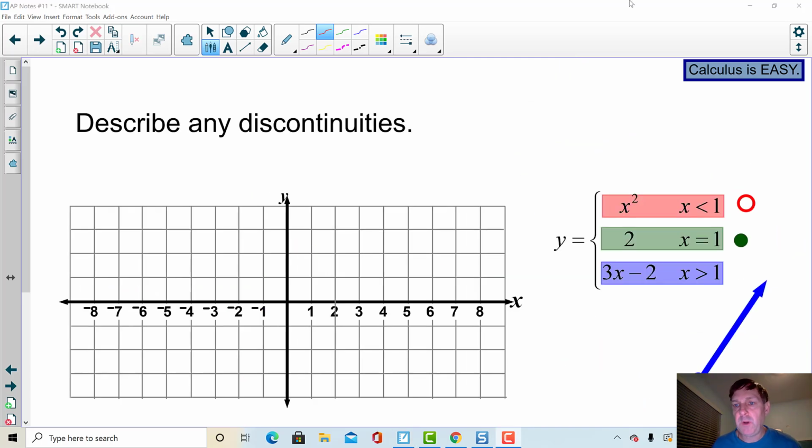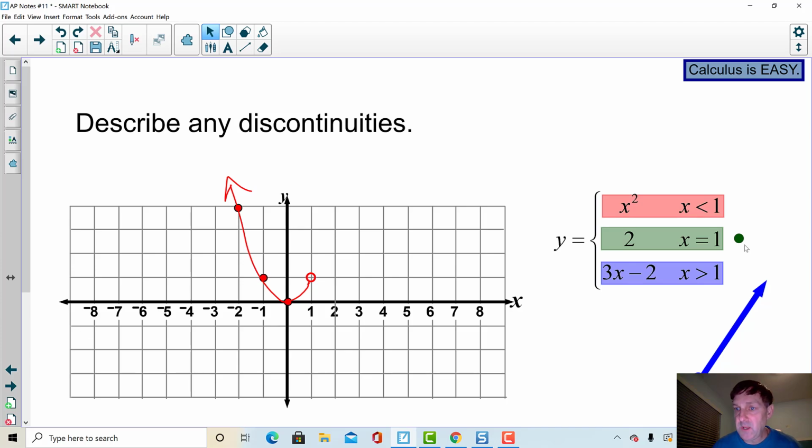Okay, we have a piecewise function here. We're going to start when x is less than 1. We have the function x squared. So we're going to want to leave an open circle when x is 1, and then we'll connect our dots. And we're only graphing it when x is less than 1. Okay, when x is equal to 1, it's at a height of 2.